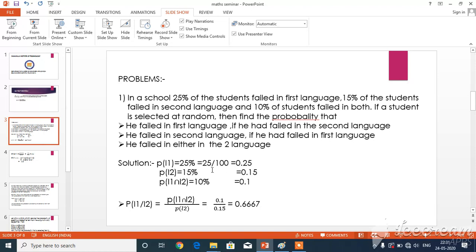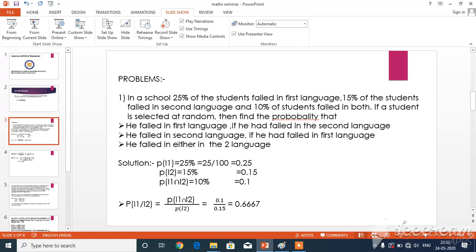First, we know that in Bayes theorem we first have to find the normal probability. We have to convert the percentage into a fraction. Here L1 is the first language and L2 is the second language. P of L1 is 25%, which means 25 divided by 100, so 0.25. P of L2, the second language, is 15%, so 15 divided by 100 is 0.15. And P of L1 intersection L2, failing in both languages, is 10%, so 10 divided by 100, which is 0.1.